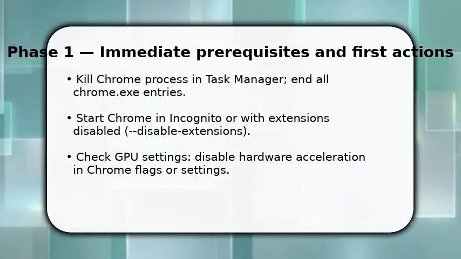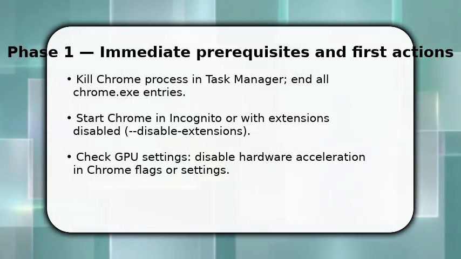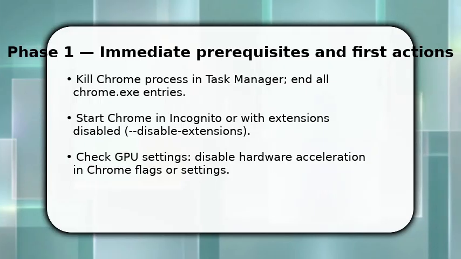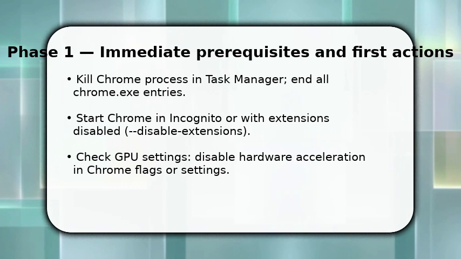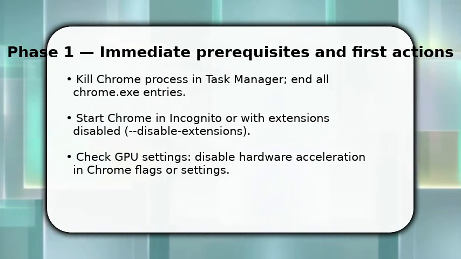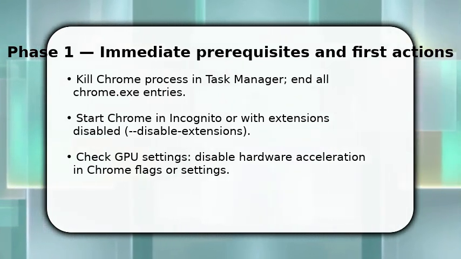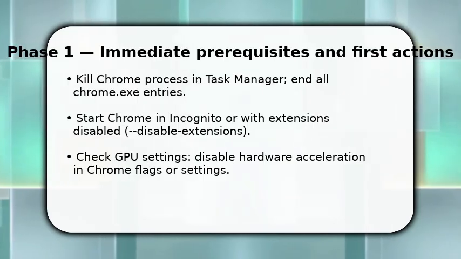Once done, open Settings, right arrow, System, and toggle off hardware acceleration, because GPU rendering often causes a black window. Make sure to restart Chrome after each change, so the new rendering path loads properly and you can observe results.